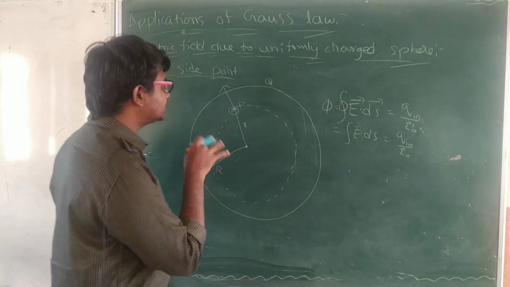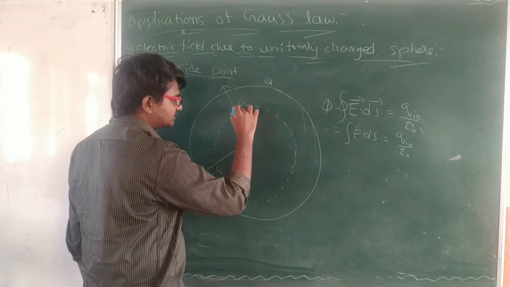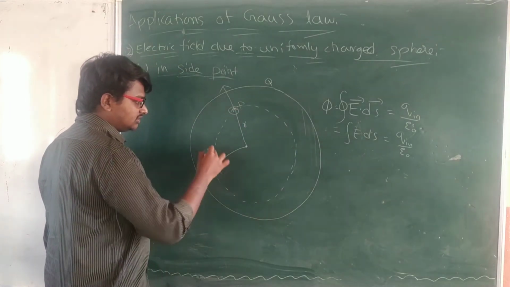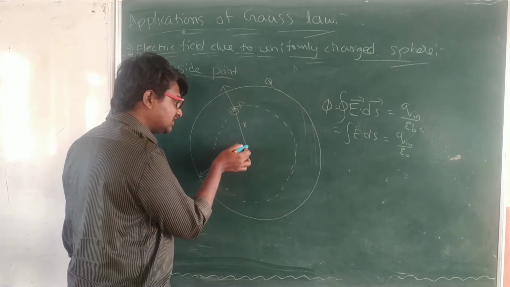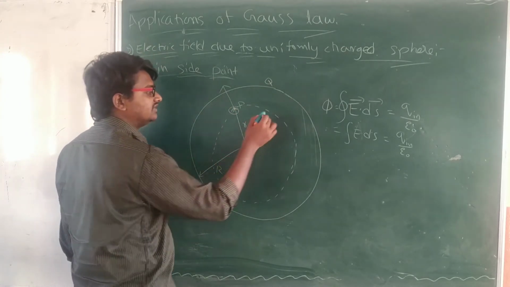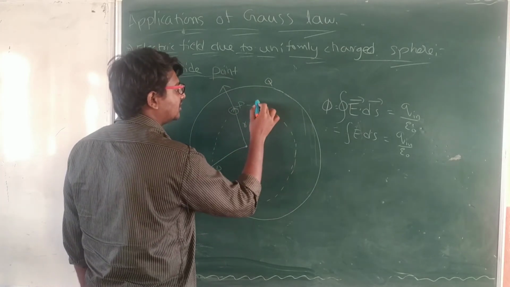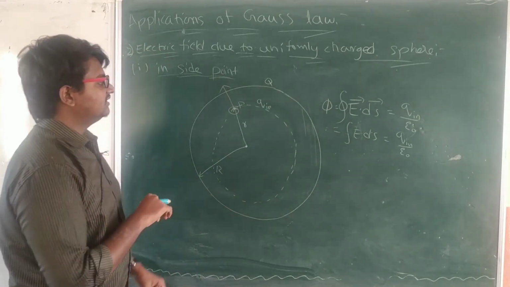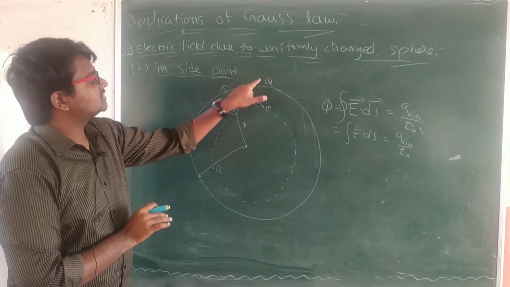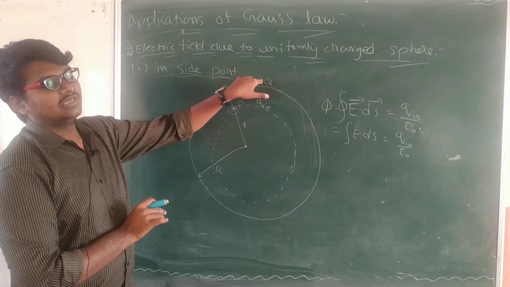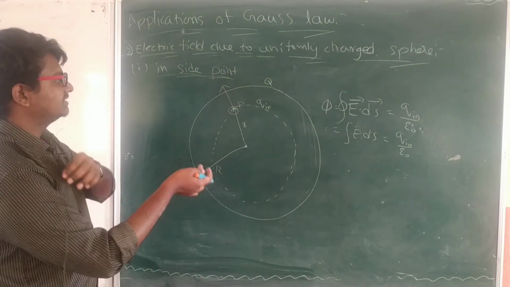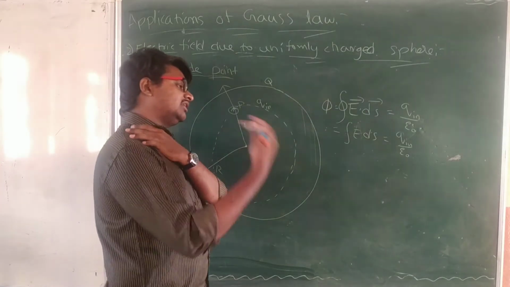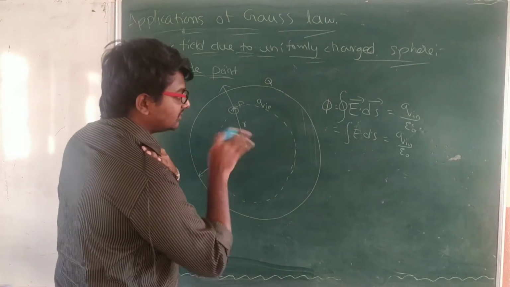What is Q inside? We need to find out. Q inside means the charge on the spherical ball which is of radius small r, which we have to consider. But one thing we need to remember: Q inside is not equal to capital Q. In the outside case, Q inside is equal to capital Q. But in this case, Q inside is not equal to capital Q.